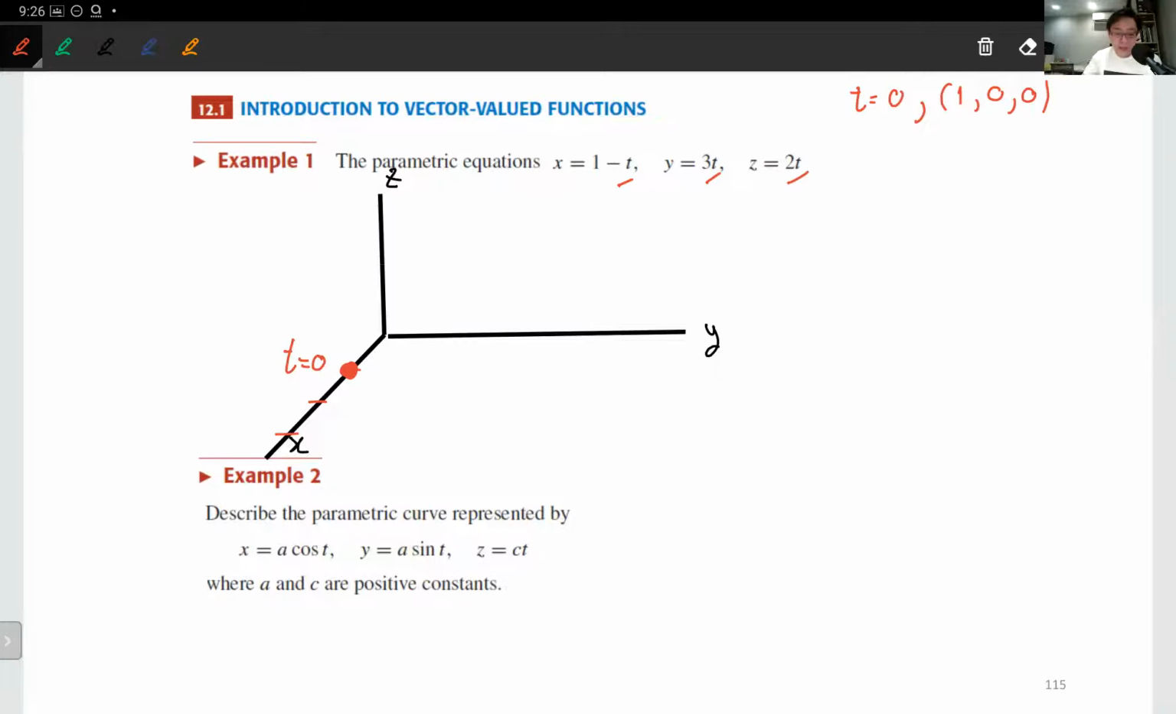Now let's move on to some other times, maybe some other points that are easy to spot. Let's move one step, t equal to 1. So now x equal to 0, y equal to 3, z equal to 2. That means at t equal to 1, you are at 0, 3, 2. And where is that? It's going to be 3 on y. I'll try to draw in the same scale right here. 1, 2, 3. 1, 2. So it's going to be right there. That is your t equal to 1.